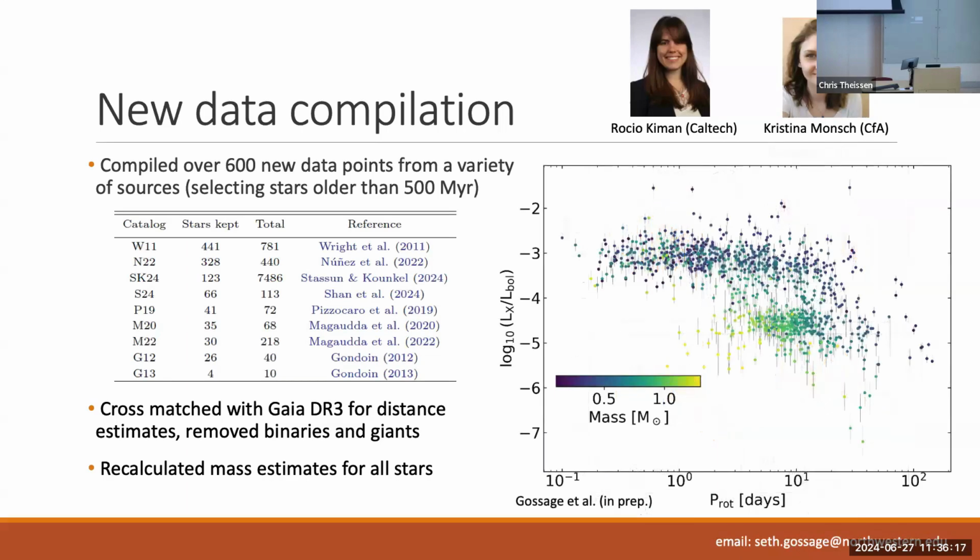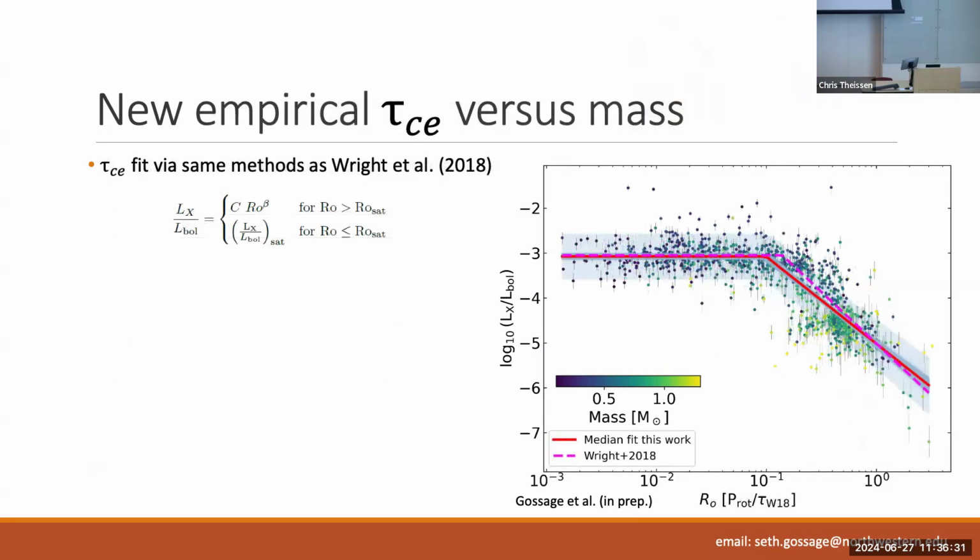This is what our full data set looks like, colors corresponding to the mass of the star, and our X-ray luminosity data versus rotation period, showing the magnetic activity rotation relation. This is what it looks like when we divide by the convective turnover times as determined by Wright et al. 2018, giving us the tight, nice relationship again. And we can go from this point in order to derive empirical convective turnover times according to this new data set that we have, using the same methods that I outlined from Wright et al. 2018.